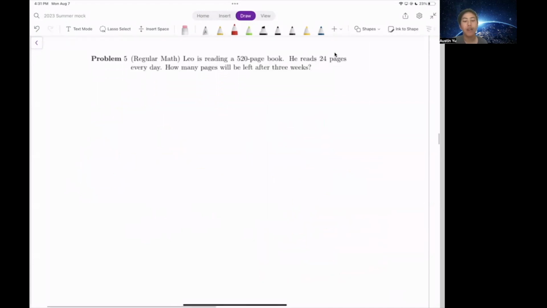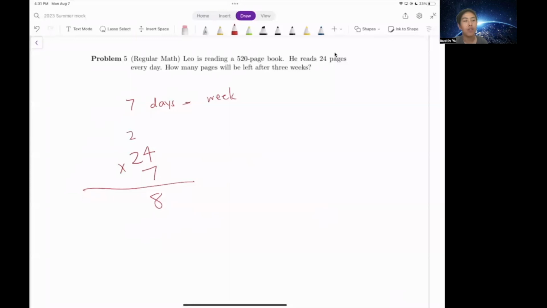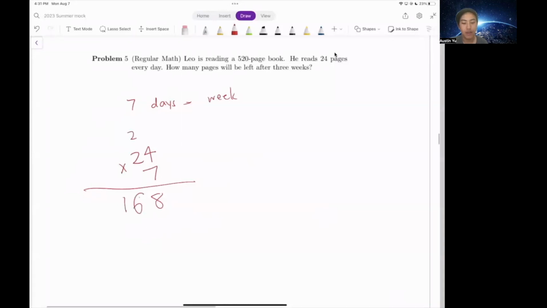Problem 5. Leo is reading a 520-page book. He reads 24 pages every day. How many pages will be left after 3 weeks? There are 7 days in a week. And since he reads 24 pages every day, we just multiply 7 by 24. 4 times 7 equals 28, so carry over the 2. 2 times 7 is 14, plus the 2 is 16.